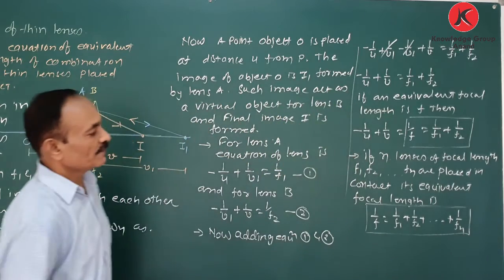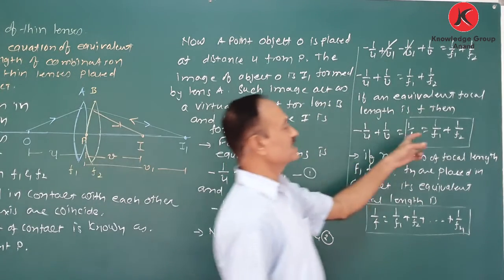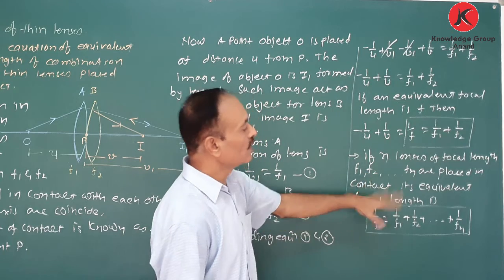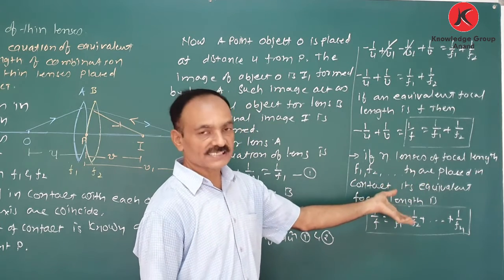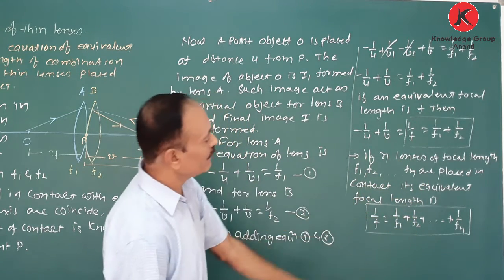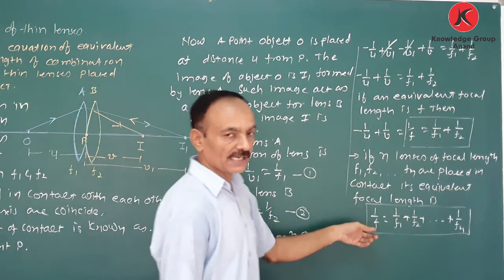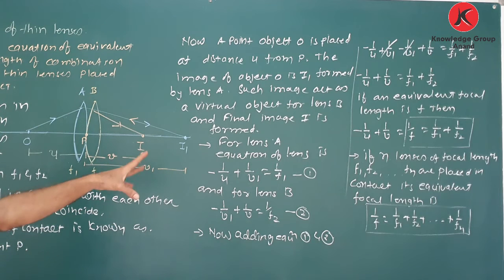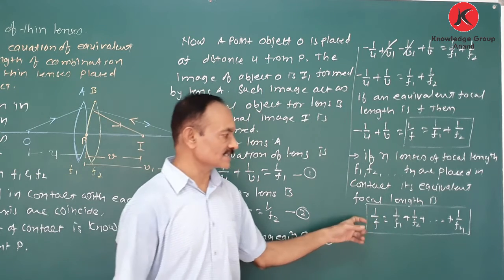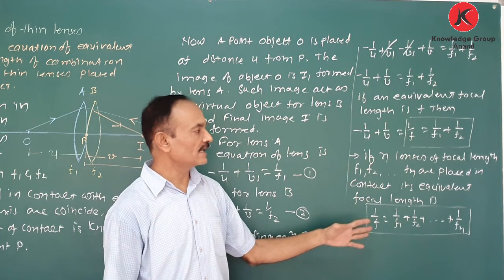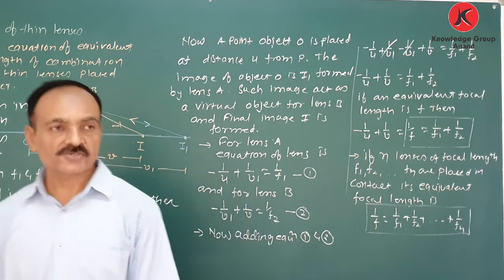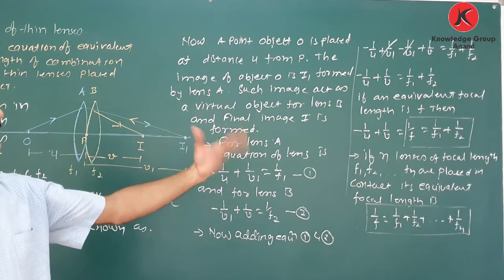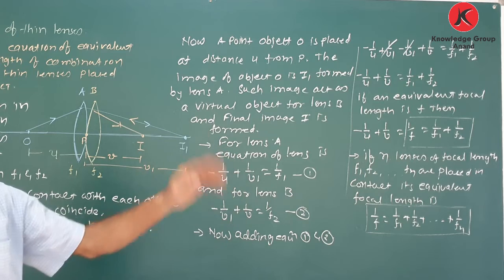So this is the equation of equivalent focal length for two thin lenses placed in contact, and if more than two, that means n number of lenses are placed in contact, at that time the equivalent focal length of this combination is given by this equation. So that is the focal length for a combination of thin lenses. Now we can also find the equivalent power and equivalent magnification. So the answer of this question is complete, but we also do the equations of power and magnification.